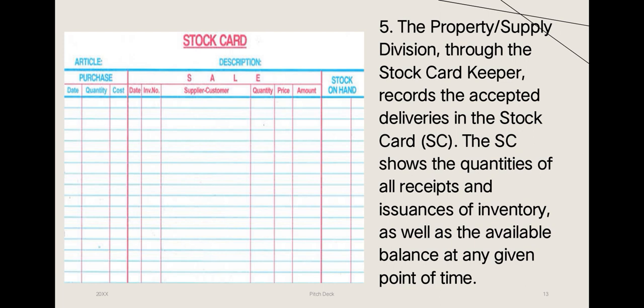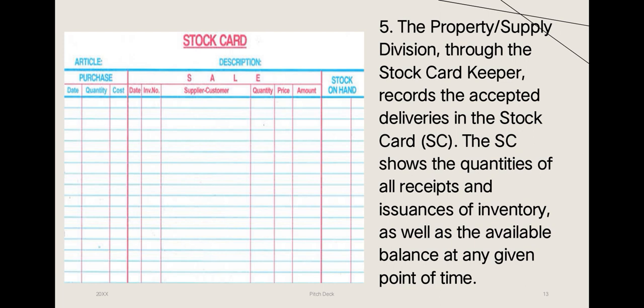Next is the property or supply division through the stock card keeper records the accepted deliveries in the stock card. The stock card shows the quantities of all receipts and issuances of inventory as well as the available balance at any given point of time.